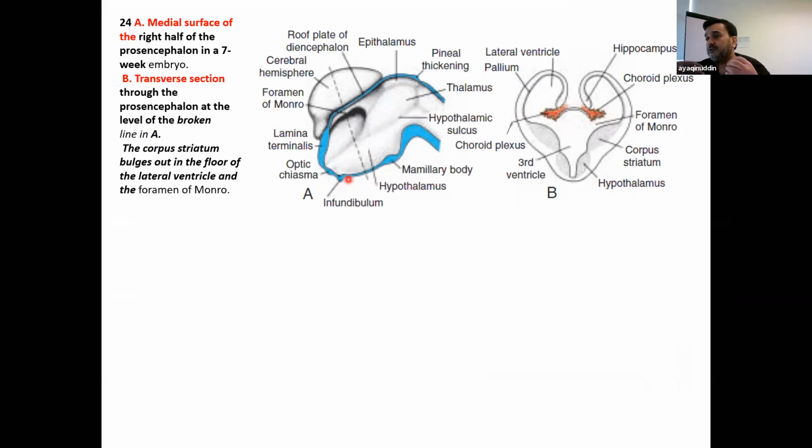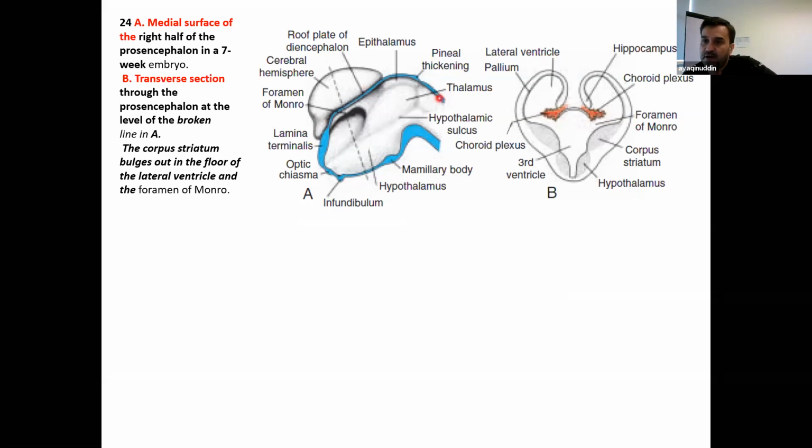pituitary gland, because the pituitary gland is formed by two parts: the infundibulum, which is the diverticulum from the hypothalamus, and Rathke's pouch, which is coming from the ectoderm around the oral cavity, and both of them are going to join to give rise to the pituitary. Rathke's pouch is going to give rise to the anterior pituitary. The infundibulum is going to give rise to part of the posterior pituitary. But this is the alar plate of the prosencephalon.